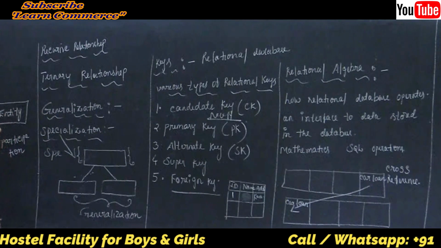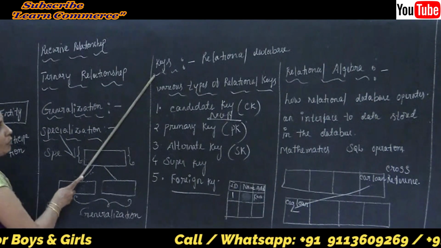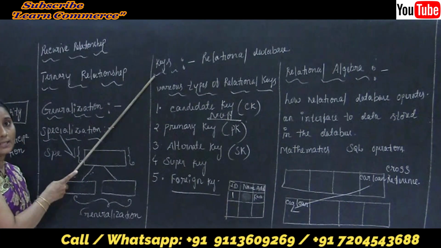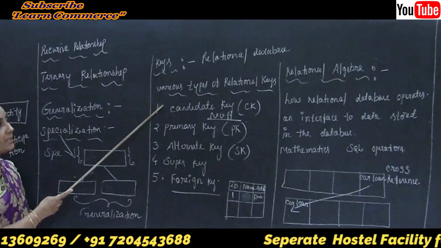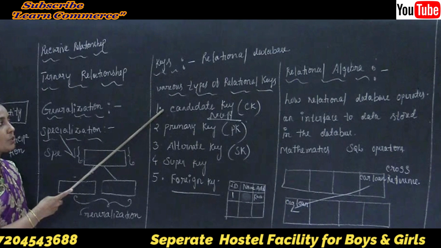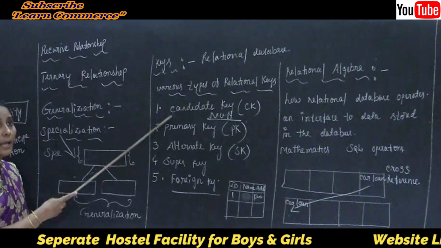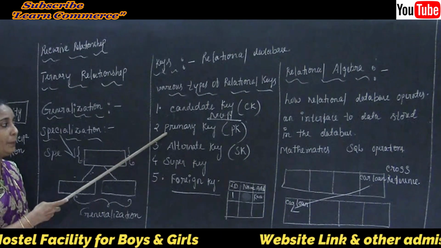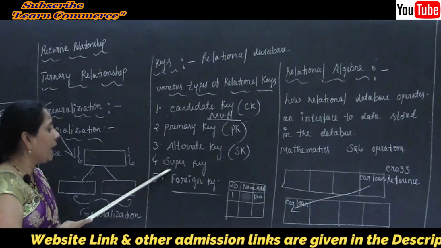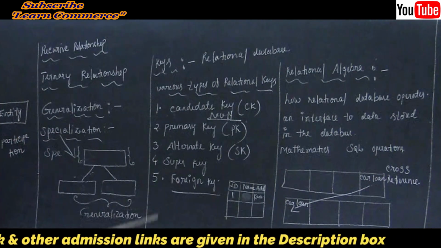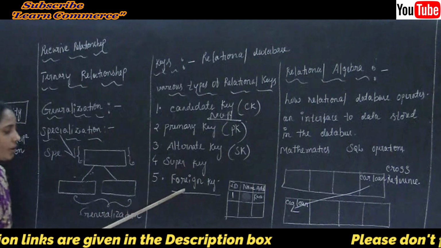And after completing all the concepts about our keys, why? Because the keys are also called relational database design, and it contains various types of relational keys. First one is the candidate key CK, second one is the primary key PK, third one is the alternate key AK, and fourth one is the super key, and next one is our foreign key.